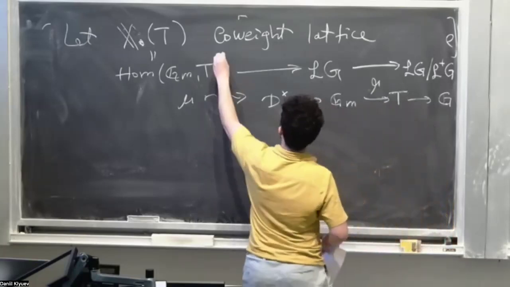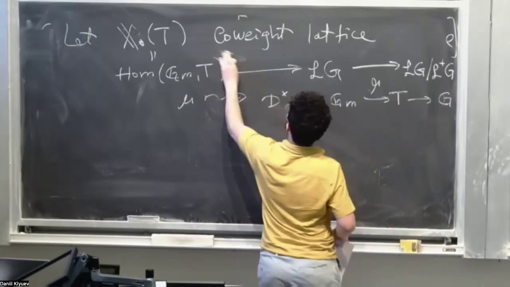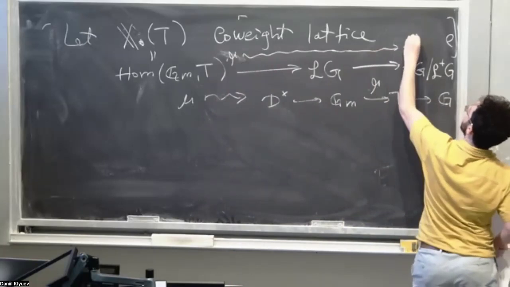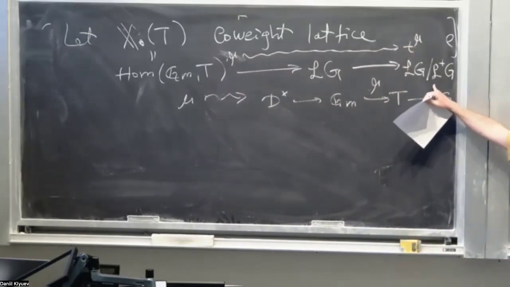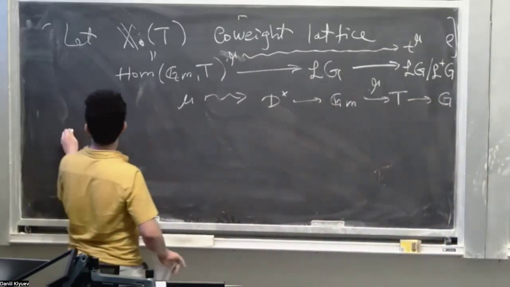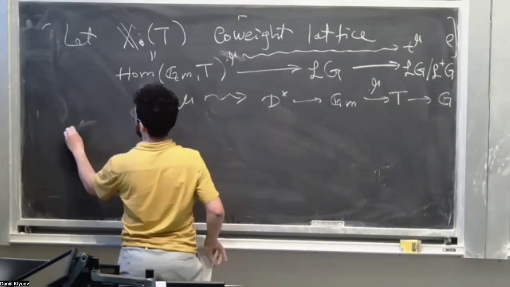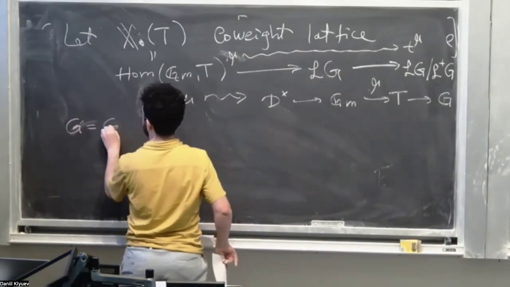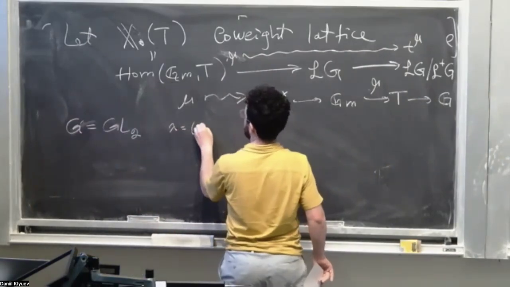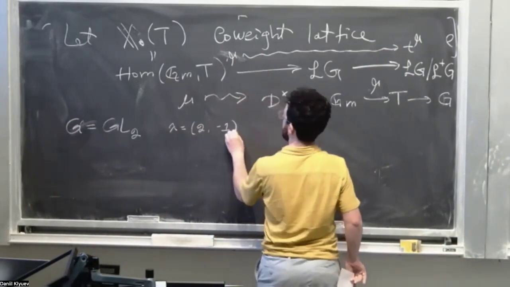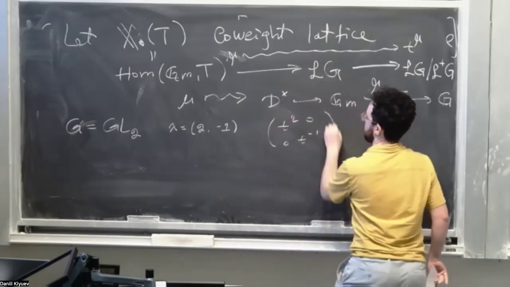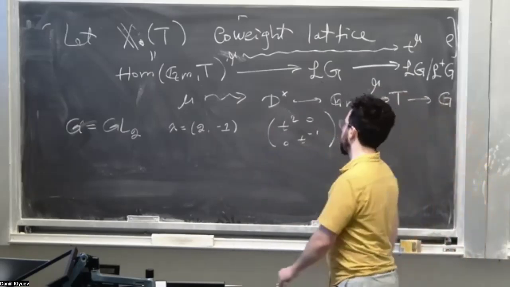Mu will go to an element where I'm going to divide by t to the power of mu. In the case of matrices, for example in the case of GL2, if this is going to be 2 minus 1, then this is going to be the matrix t squared, t inverse.